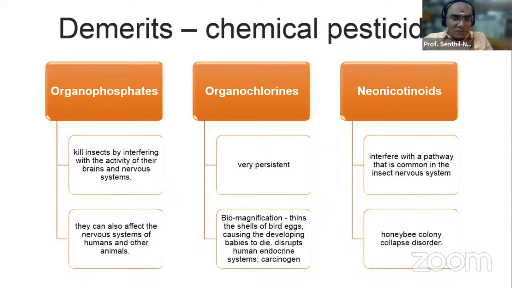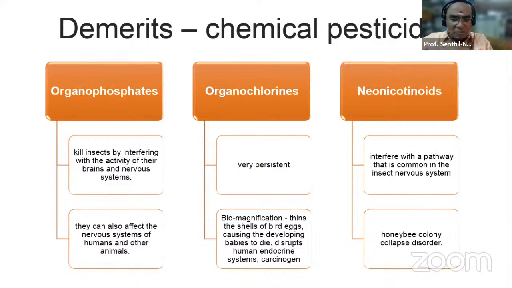So organophosphate kills insects by interfering with the activity of their brains and nervous system. So it is a contact poison, causing problems with the nervous system. And organochlorine is similar, very persistent when compared with these other two pesticides. Always persistent. The half-life of this pesticide is very long. And biomagnification, that means up to 4 or 5 point sources can be identified.